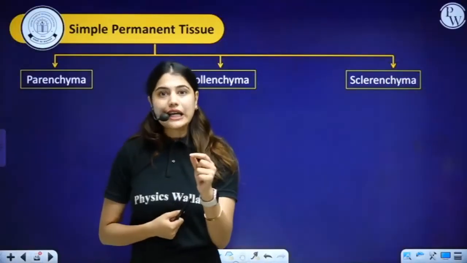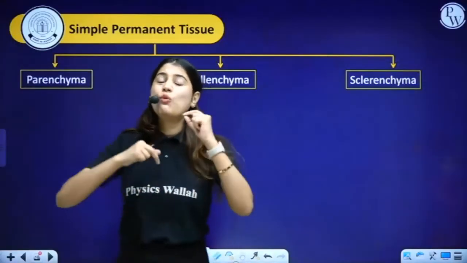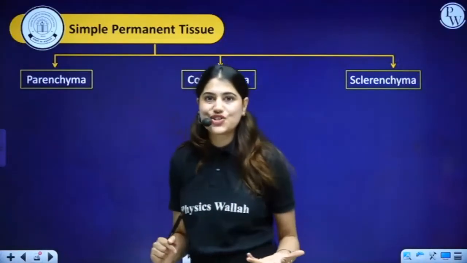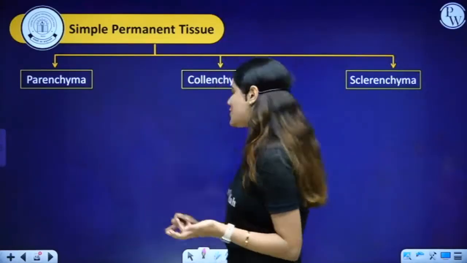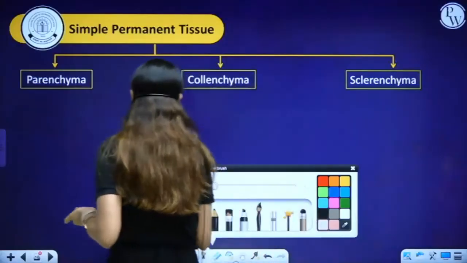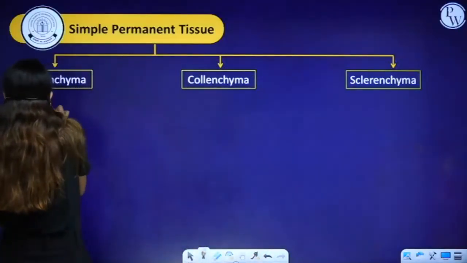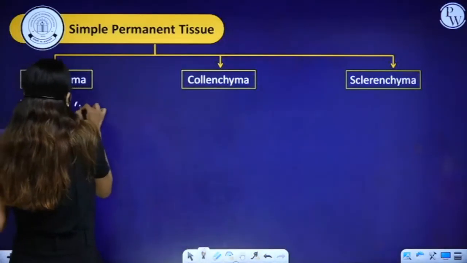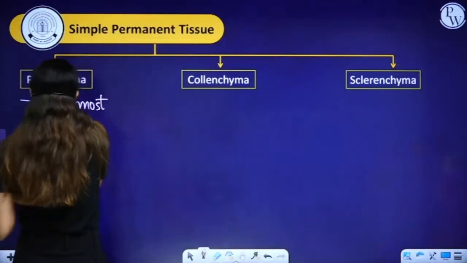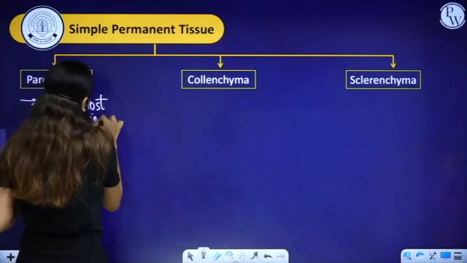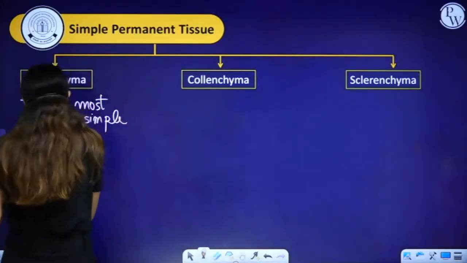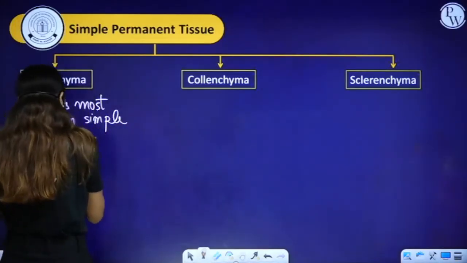So parenchyma is the most common simple permanent tissue. Out of the three, it's the most common. It is the most abundant tissue. It is present in almost all plant parts. So it is the most common simple permanent tissue, and it is most abundant.